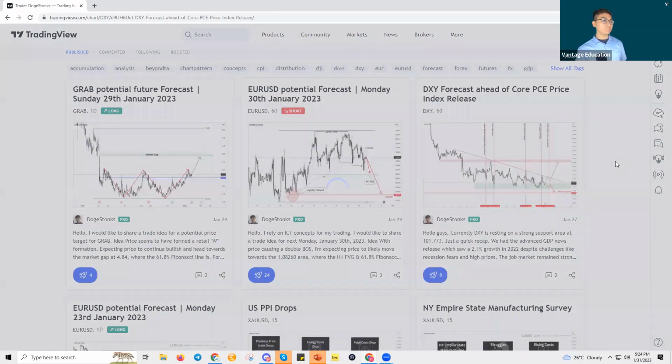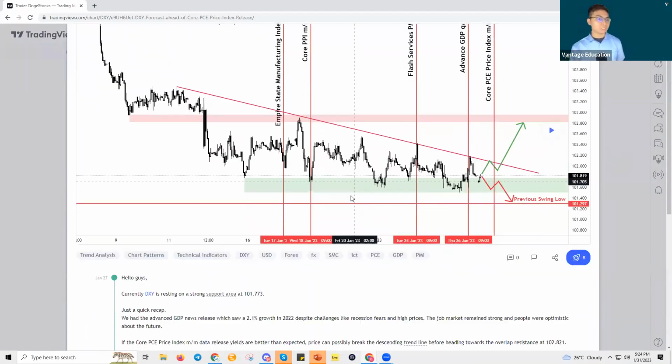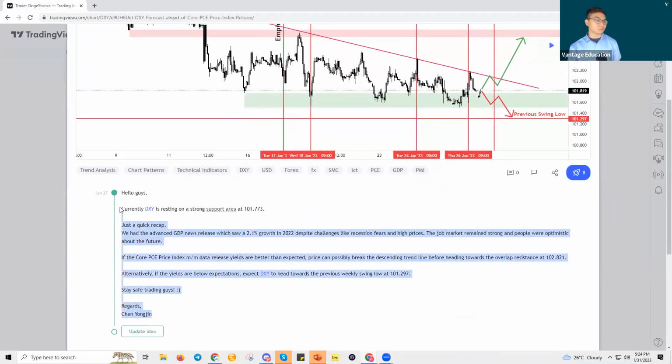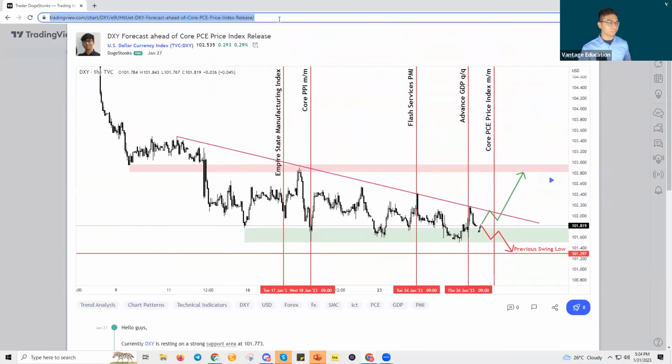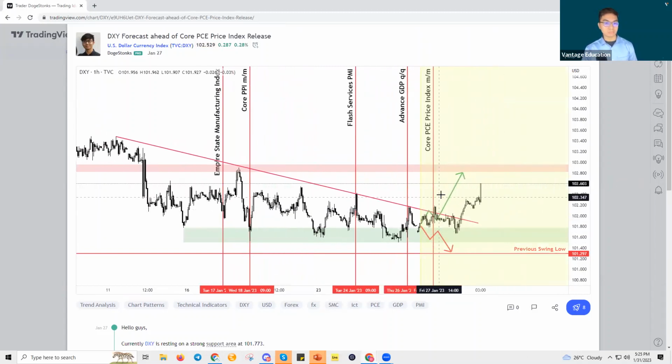So even for the DXY, the US dollar currency index, I wrote some simple fundamentals. Hopefully you guys can understand. So you guys can read this. I forecasted that if the core PCE price index was better than expected, price could possibly cause DXY to continue moving bullish. So take a look. Price went up, retested, and it continued moving. So it's currently heading towards that area that I marked out last week.